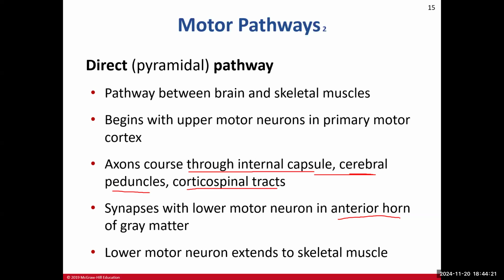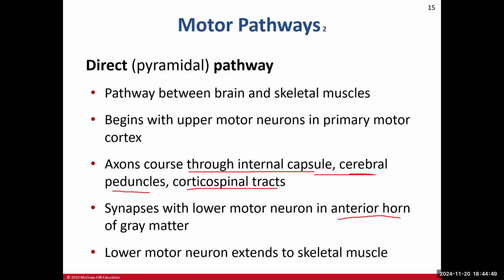All right, but keep that in mind, right, when we're talking about the direct pathway, it's a two neuron chain. Upper motor neuron, lower motor neuron. Upper motor neuron originates in the primary motor cortex in your frontal lobe, in the precentral gyrus there. It descends through the white matter of your cerebrum, the internal capsule there, then it enters in the brainstem, right?